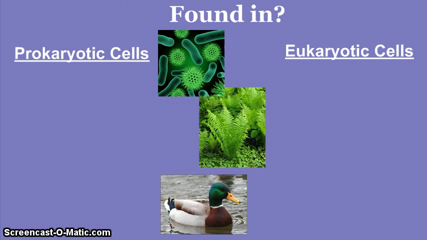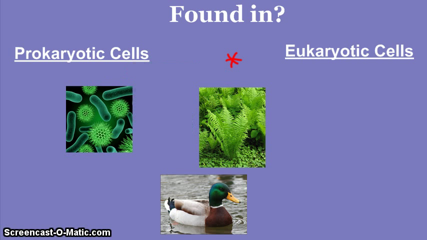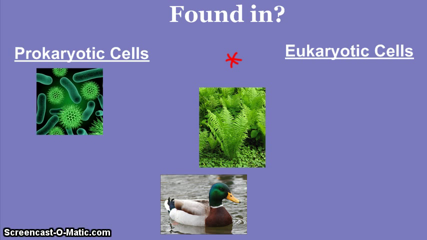Now, let's take a look at some examples. Where can we find these types of cells? The top picture, right here, is an example of a bacteria. Bacteria are typically small, simple cells. They're usually unicellular, which means that they're made up of one cell. They are a typical prokaryotic cell. As a matter of fact, they make up a kingdom called the prokaryotes.